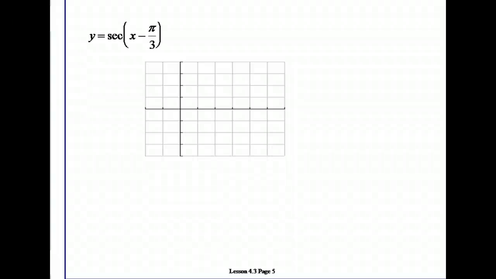Alright, this is lesson 4.3, part 2. We're just going to continue where we left off with our graphing here. If you turn the page, we have a secant graph. And again, don't graph a secant graph. Come over here and graph y equals a cosine graph.